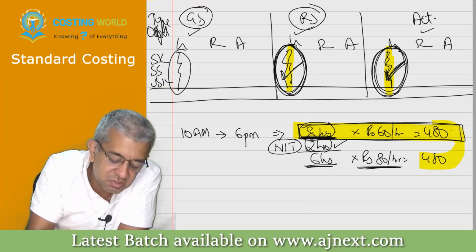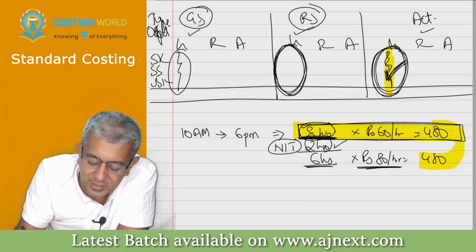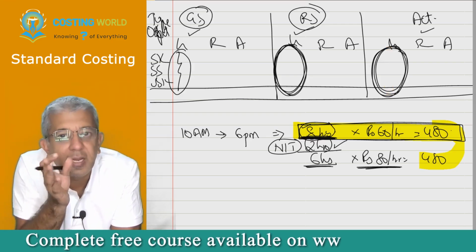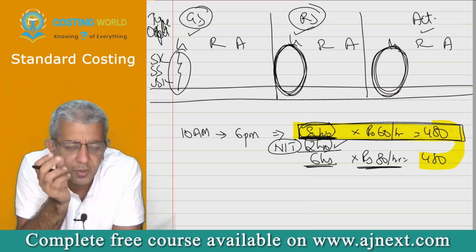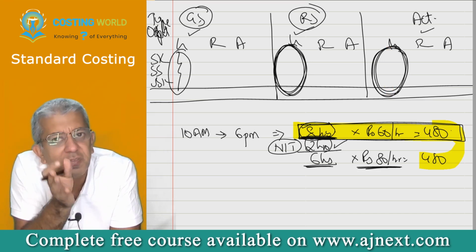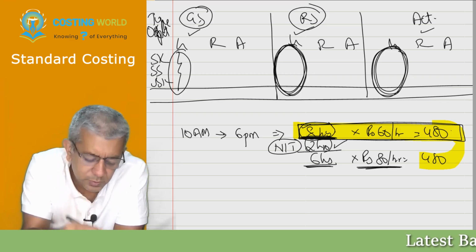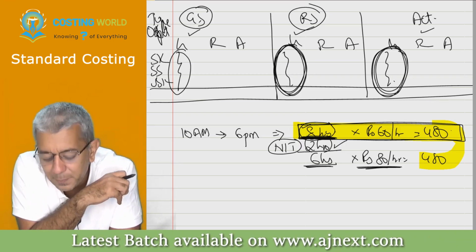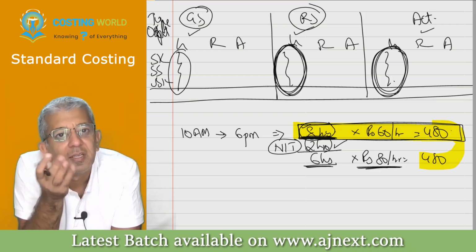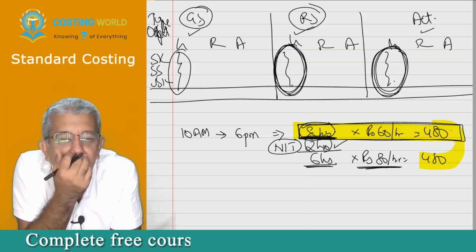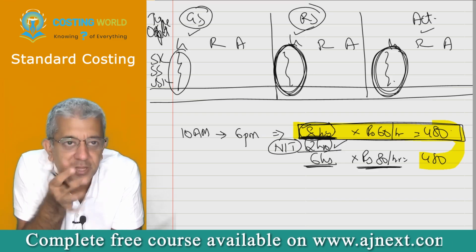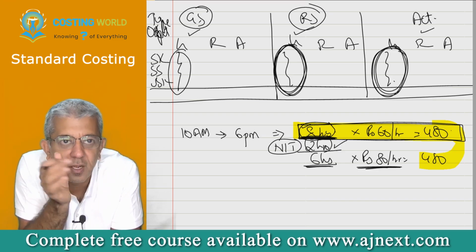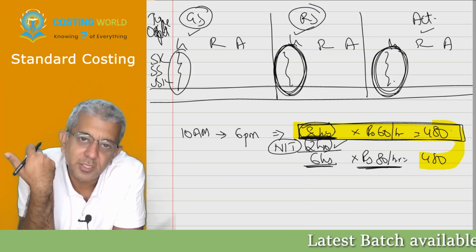Now listen. ICAI, from 1949 till 2018, never asked a question in standard costing where normal idle time was given to students, because it is in both places. In 2018 they made some useless sum, so we wrote a letter to them. They did not accept it, but after 2 years they changed that question.